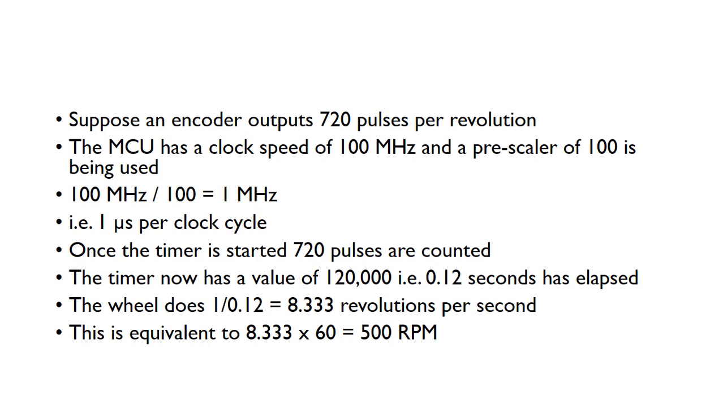So we know that in 1 second, we can just divide by that to give us the number of revolutions per second, and multiply that by 60 to give us the RPM. So by counting these pulses and timing how long it takes to get 720 pulses, we can then work out the RPM of the motor.